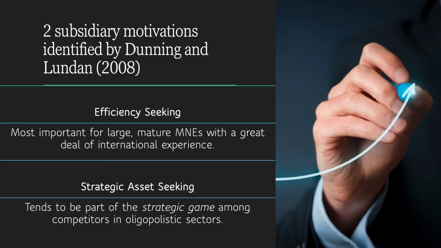The next subsidiary motivation is strategic asset seeking. This motivation can be quite important for MNEs in the current era, but can also be difficult to comprehend. Strategic asset seeking behavior tends to be part of the strategic game among competitors in oligopolistic sectors.